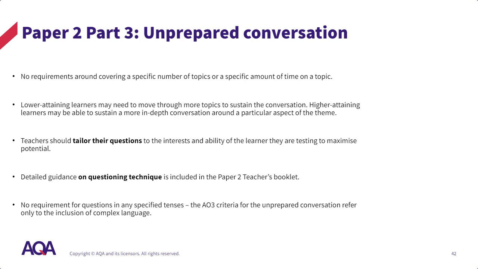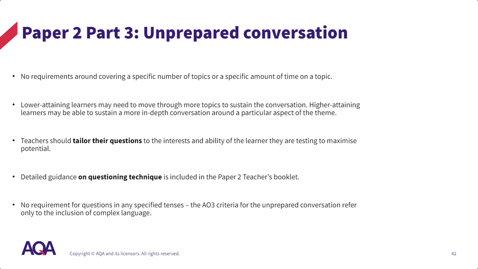For example, a student who may have health issues, you may not want to discuss anything around healthy lifestyle. This open and unrestricted format allows students to show their speaking skills to the best of their ability within the time. Some students may be able to sustain a conversation on one aspect of a topic, whereas a lower-attaining student may need to move across different topics to keep the conversation going. There's some really helpful guidance on questioning technique in the Paper 2 Teacher's booklet, so please do have a look at that in detail after today's session.